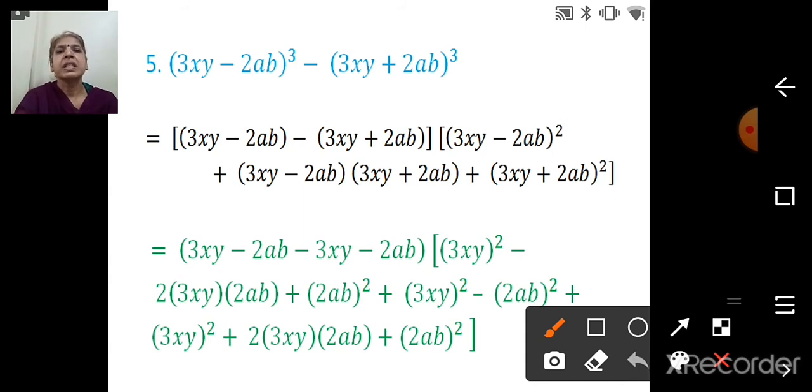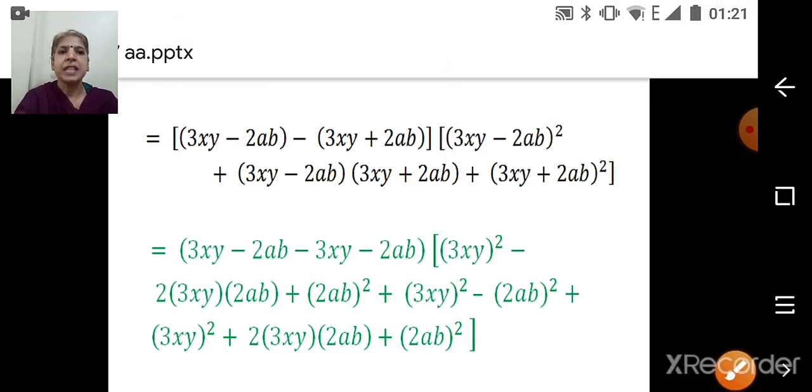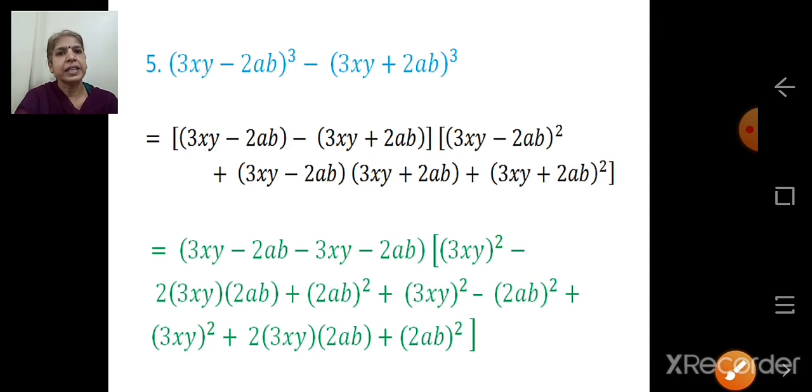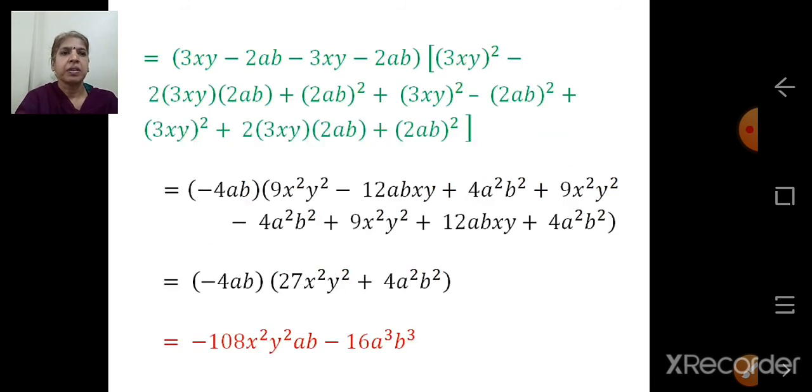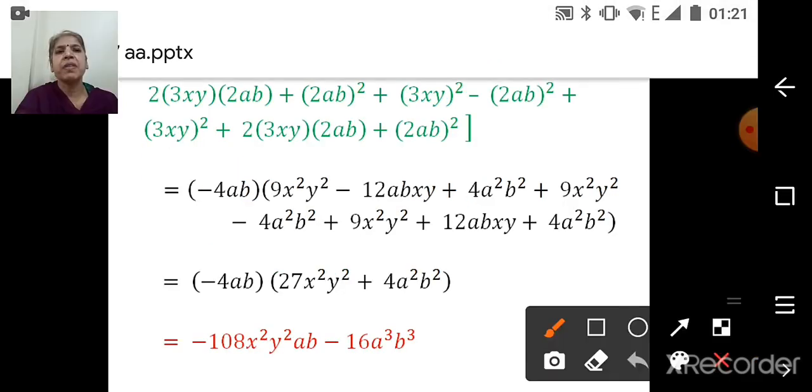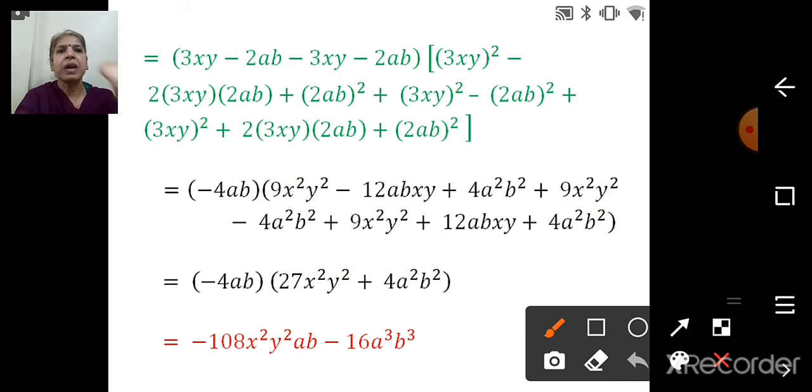Now we have to simplify this step. So what I have done, children? The same step I have written again in the next slide, in the green color only, so that you have to write once. Now let's simplify it. 3xy minus 2ab minus 3xy minus 2ab. So like terms we are going to simplify. 3xy minus 3xy will become 0. So what is remaining is minus 2ab, which will give us minus 4ab. In the bracket we have to write.